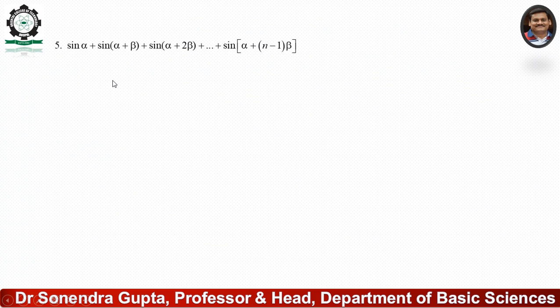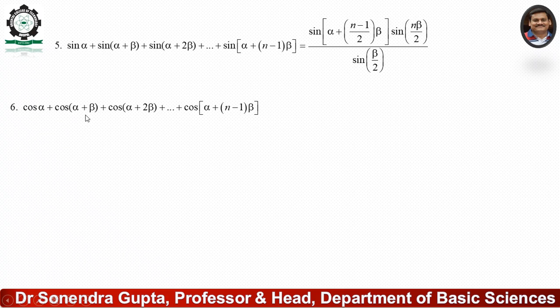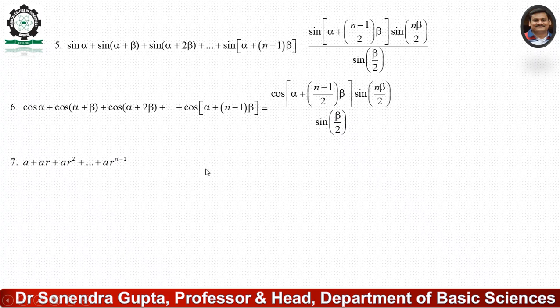Formula number 5: sin alpha plus sin alpha plus beta plus sin alpha plus 2 beta up to sin alpha plus n minus 1 beta equals sin of alpha plus (n minus 1) upon 2 beta, times sin n beta by 2, upon sin beta by 2. The sixth formula: cos alpha plus cos alpha plus beta plus cos alpha plus 2 beta up to cos alpha plus n minus 1 beta equals cos of alpha plus (n minus 1) upon 2 beta, times sin n beta by 2, into sin beta by 2. Then a plus ar plus ar square up to ar to the power n minus 1 equals a times (r to the power n minus 1) upon r minus 1 when r is greater than 1, and a times (1 minus r to the power n) upon 1 minus r when r is less than 1.